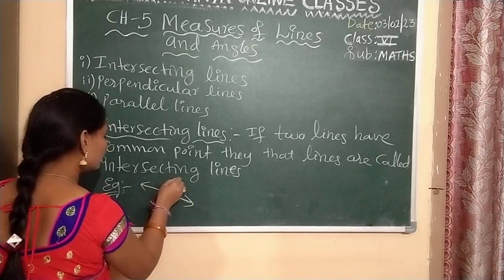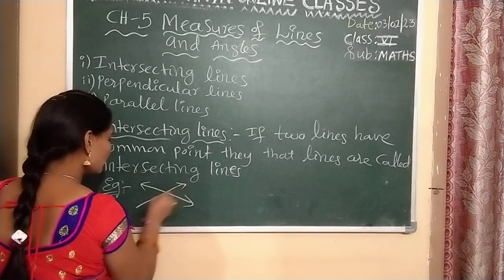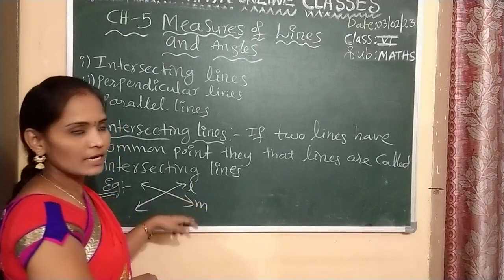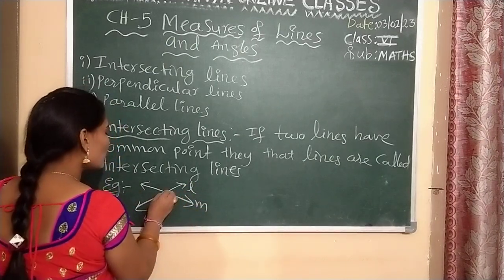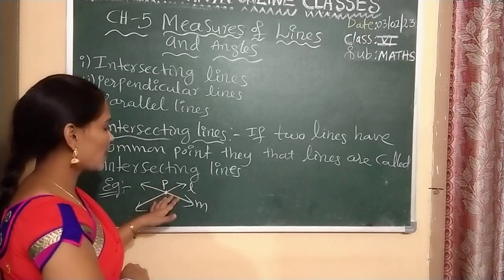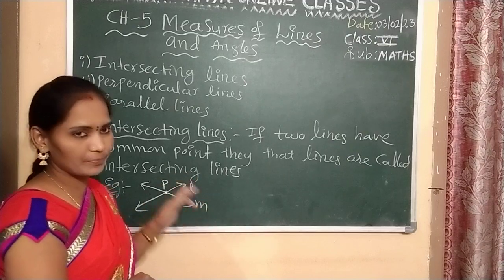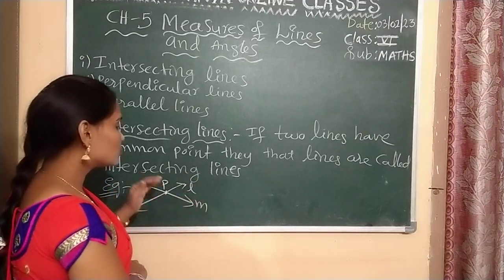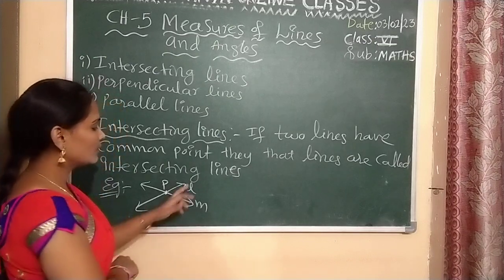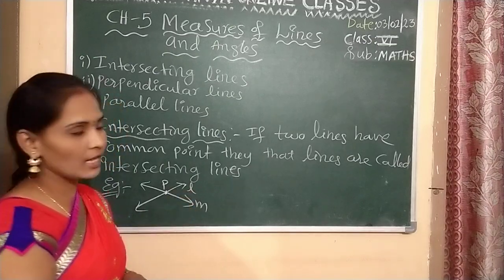I am drawing one diagram. See, suppose L and M are two lines. These two lines intersect at point P, or these two lines have a common point P. Then these two are intersecting lines. So L and M are intersecting lines.